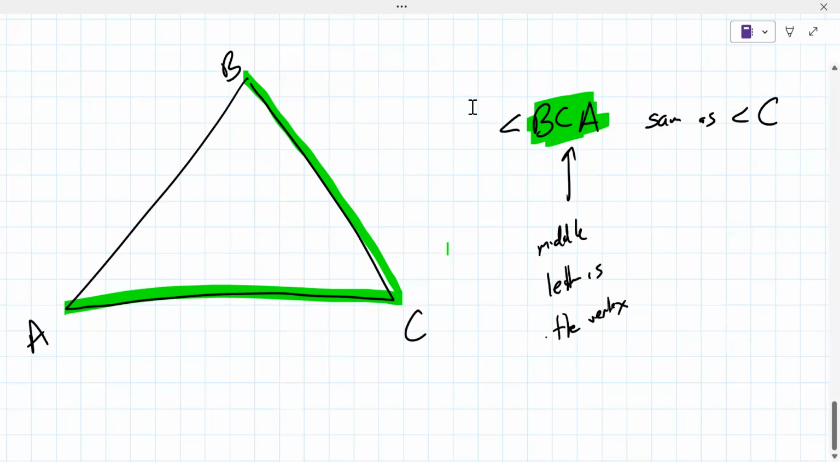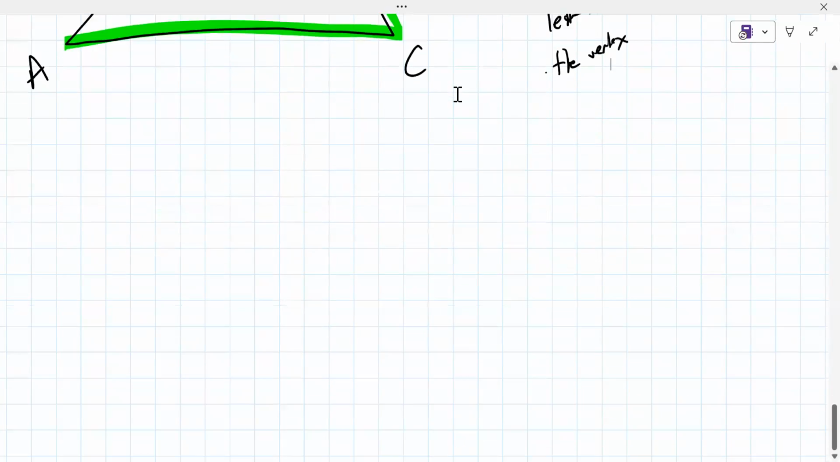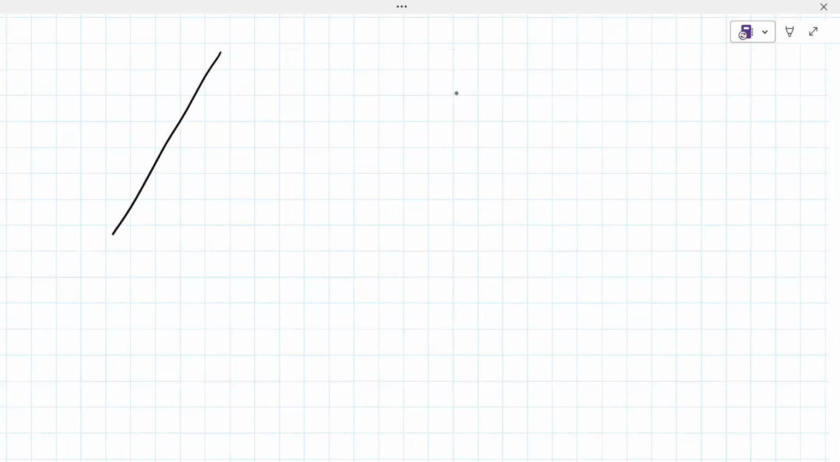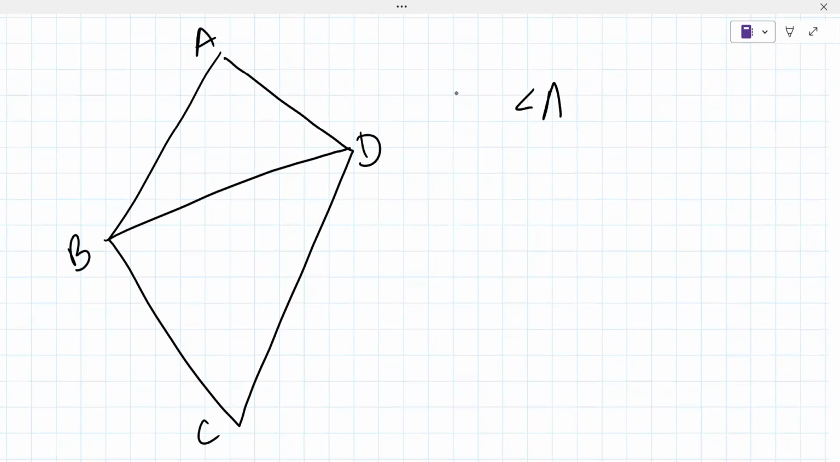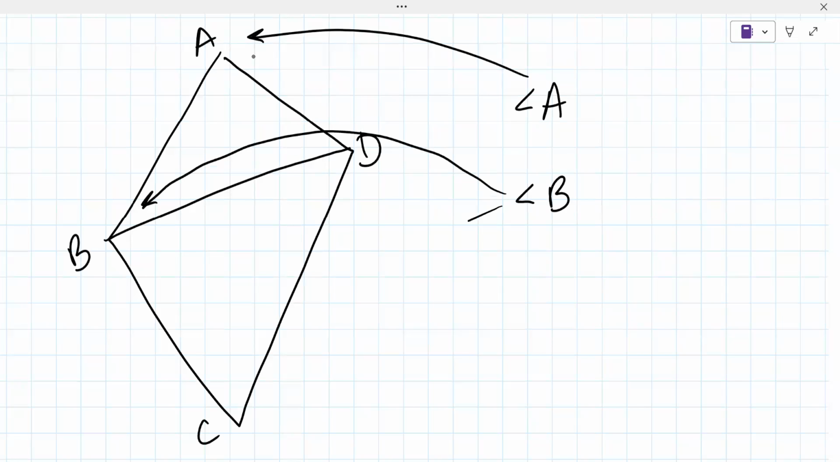Okay, now this is why it matters here. So let me draw something else. A, B, C, and D. Okay. If I tell you angle A, you know that it's this one up here. There is no question about that. That's the only thing it could be referring to. But if I ask you about angle B, well, is it referring to this angle, or the whole thing? And we don't know.